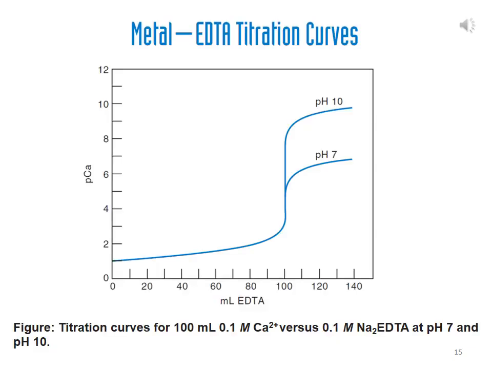Now, metal EDTA titration curves. Here we will take the example of calcium chelation with EDTA. As we know, titration is performed by adding the chelating agent to the sample, and here the sample is a metal solution. So the reaction may occur, and here we can see in the figure the titration curve for calcium 2 positive ion titrated with EDTA at pH 10.